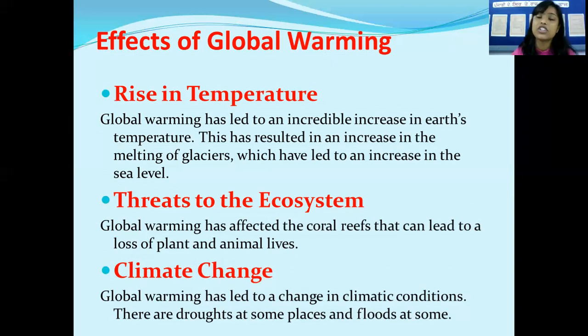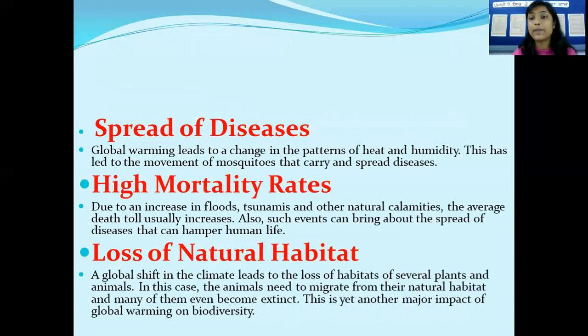Now, what is the climate change? They are saying that global warming has led to a change in climatic conditions. At some places there are droughts, at some places there are floods. We observed that a few years ago Kerala saw a lot of flooding, right? And then the spread of diseases. We have observed that global warming leads to a change in the pattern of heat and humidity, which often leads to the movement of mosquitoes that spread diseases like dengue, malaria, and all that.